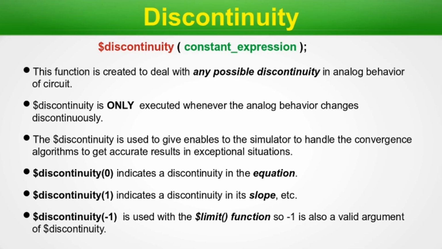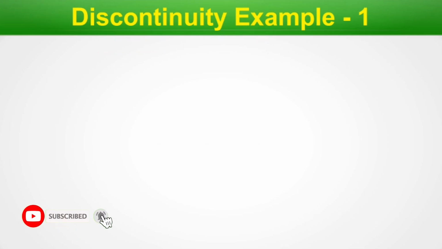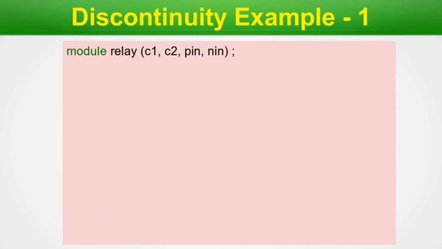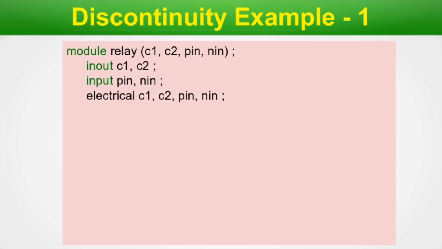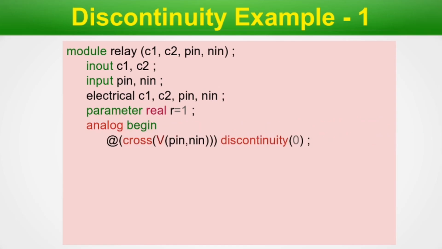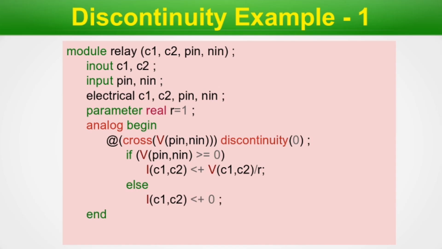So guys, we have just come across the concept of discontinuity in analog and how we can deal with it, and we have just explained it theoretically here. Let's see an example. We write here the module name, and we define all those inputs. So inout is P1, C2, input is PIN, NIN, and we define the 4 ports as electrical in nature. We define a real parameter with 1 value, and we start our analog block, and we write here cross, with the cross event, we write here the discontinuity 0. And then we put the conditional block here, and we close our analog block.